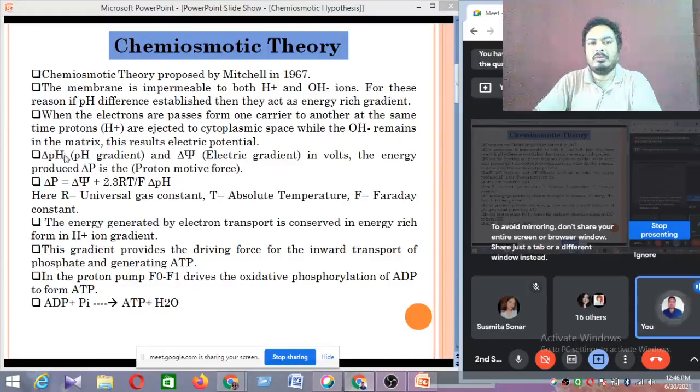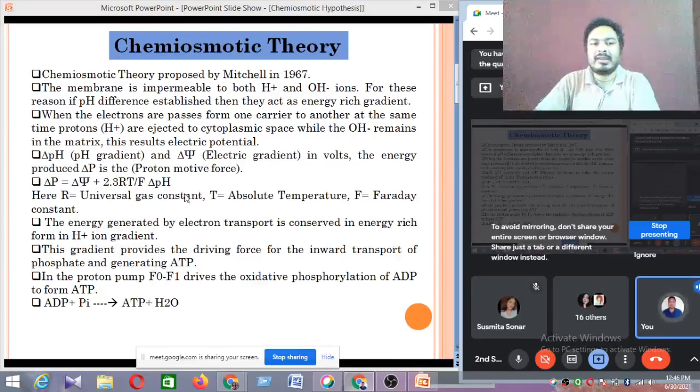If you consider these three parameters, then you can get a particular equation. The equation is: delta P equals delta psi plus 2.3 RT divided by F, times delta pH. Okay, so this is the equation. Over here, what is R?